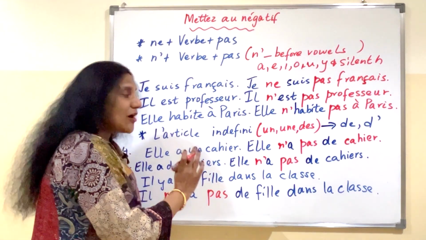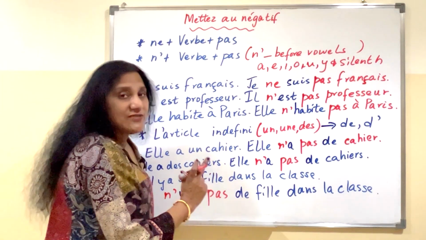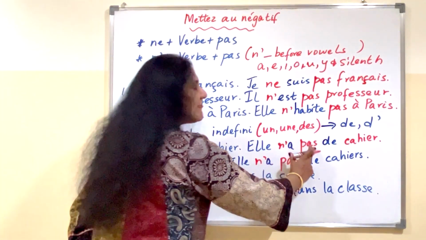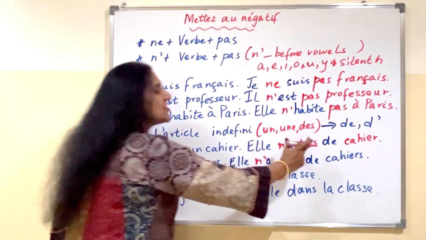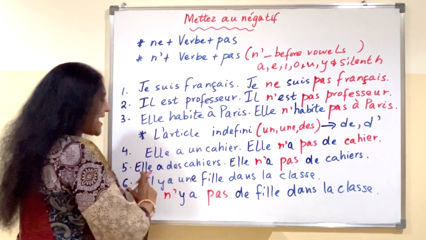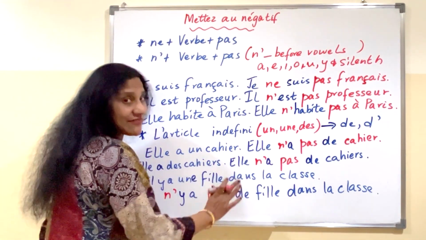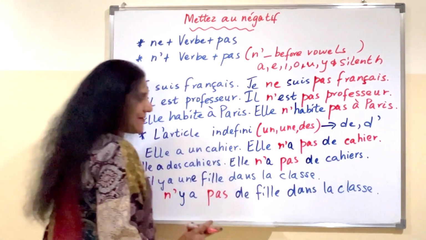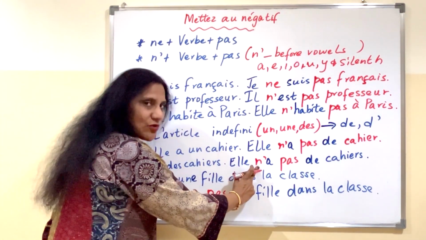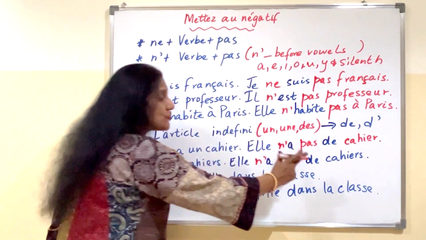So, the formation remains the same. N apostrophe before this verb because it starts with a vowel. Pas after the verb. And this indefinite article un changes to de. Elle a des cahiers. She has some notebooks. She does not have any notebooks. Elle n'a pas de cahiers. So again, ne before the verb, pas after the verb, and change the indefinite article to de.